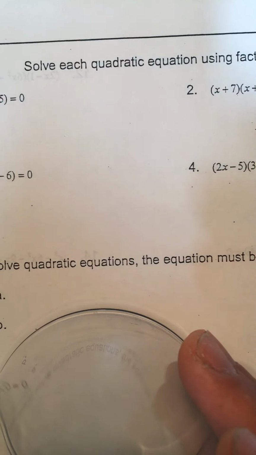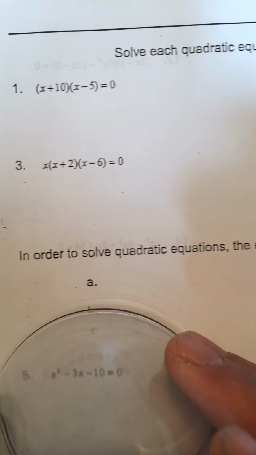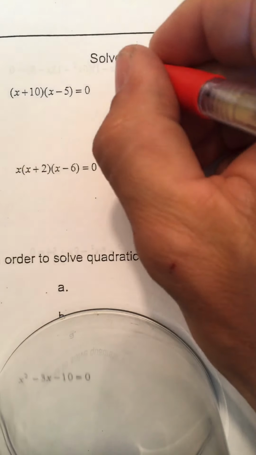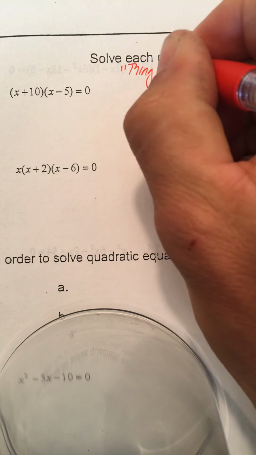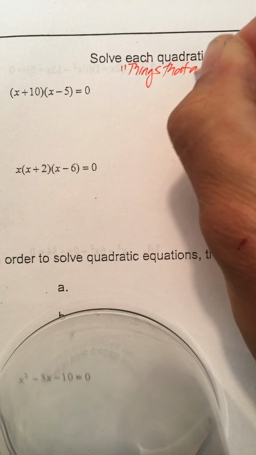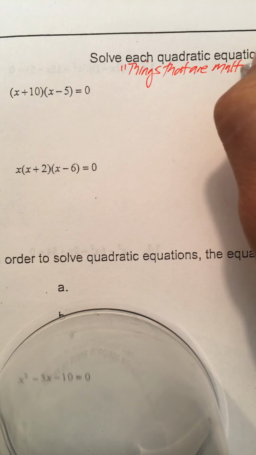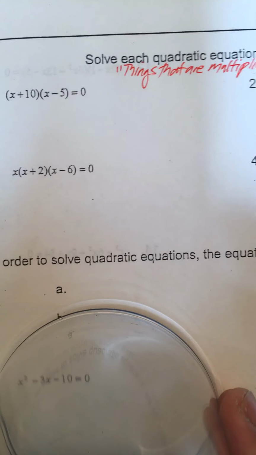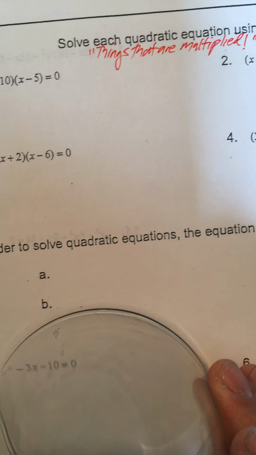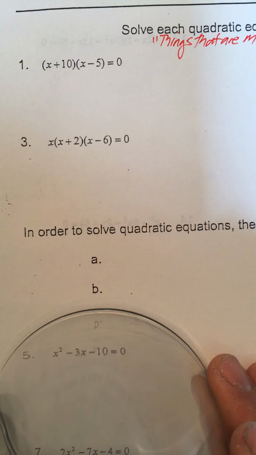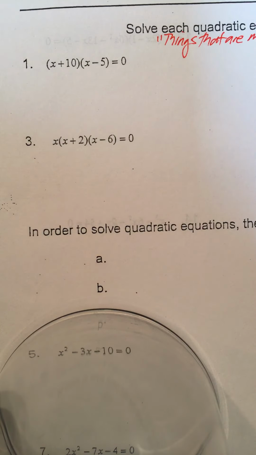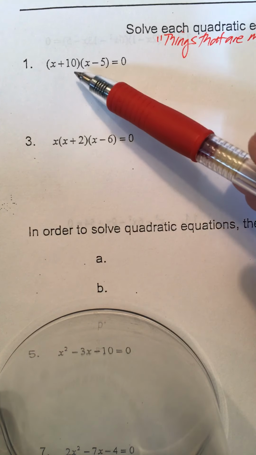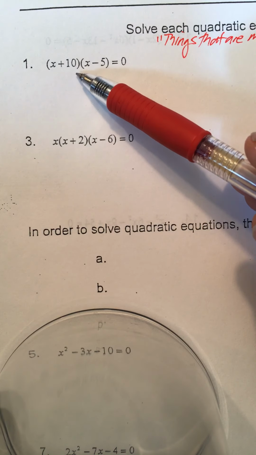So you can see here it says solve the quadratics using factoring. Now remember, when we talk about factoring, we're talking about things that are multiplied. So when we take a look at number 1, this is a quadratic. We can see that these two things are being multiplied. These two binomials are being multiplied. So this is perfect. This is in factored form.